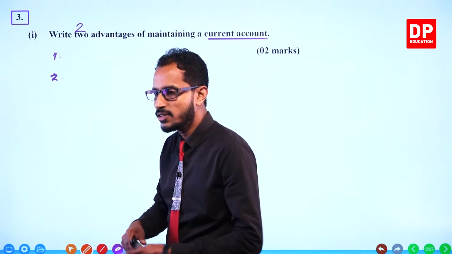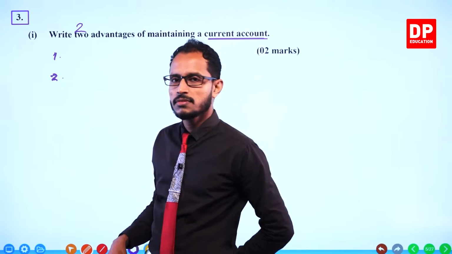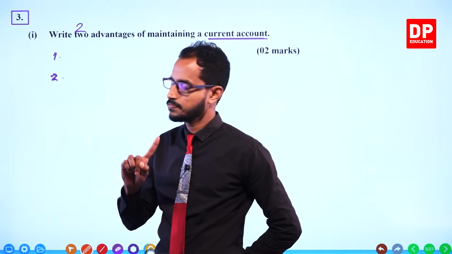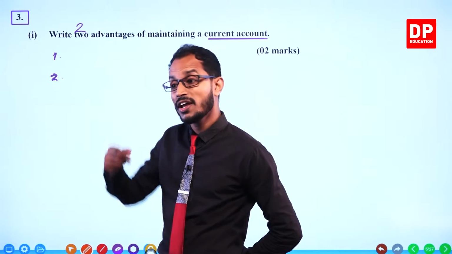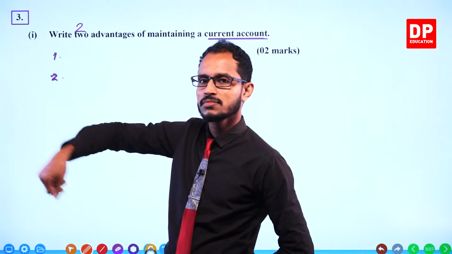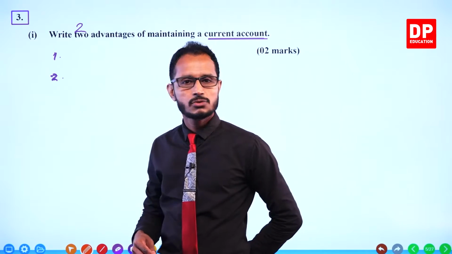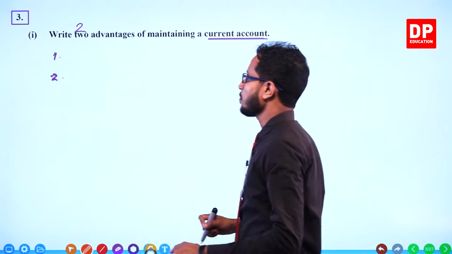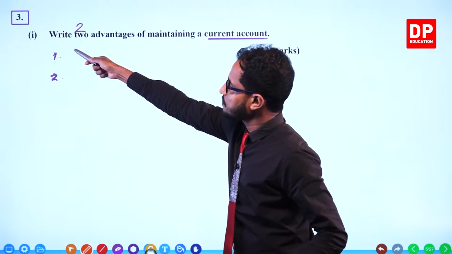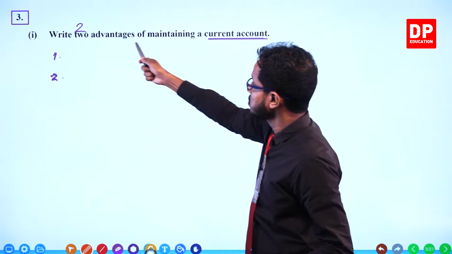You can't walk into National Savings Bank, NSB, and open a current account. You can't, because it's a savings bank. You can't walk into the development banks. You can't walk into finance companies and open current accounts. Only in commercial banks you can open current accounts. So they are not asking about the banks, they are asking about the advantages.